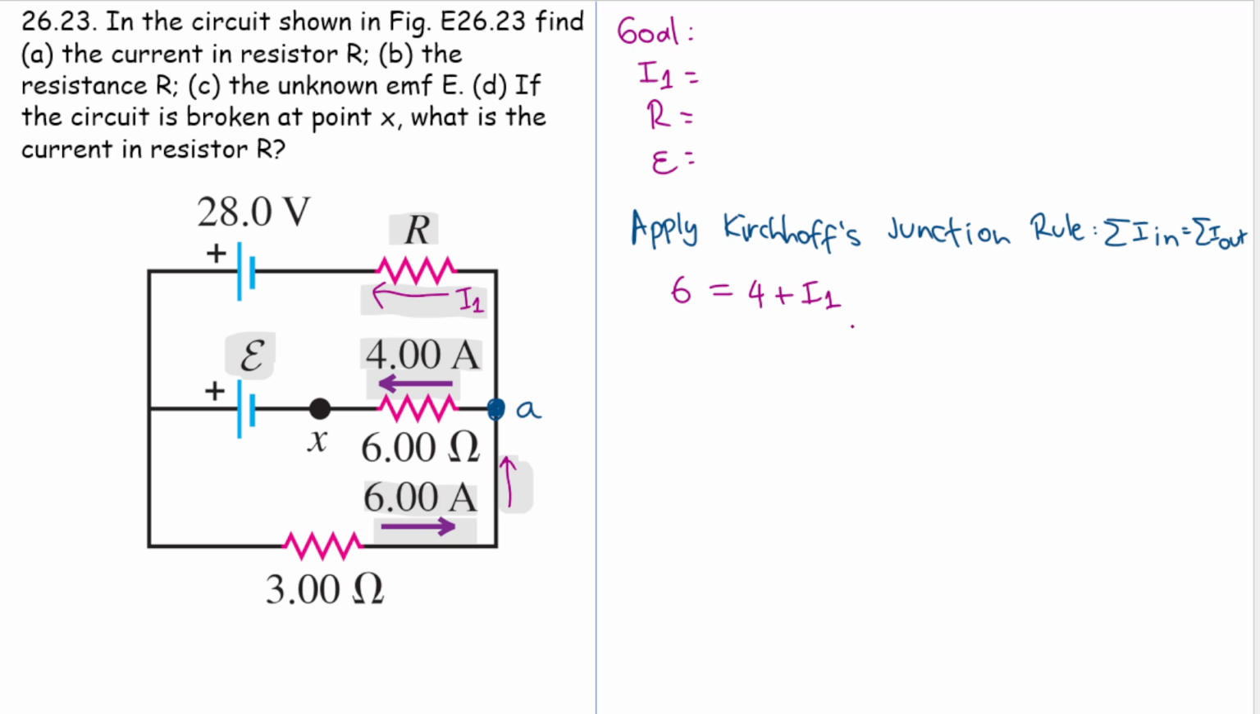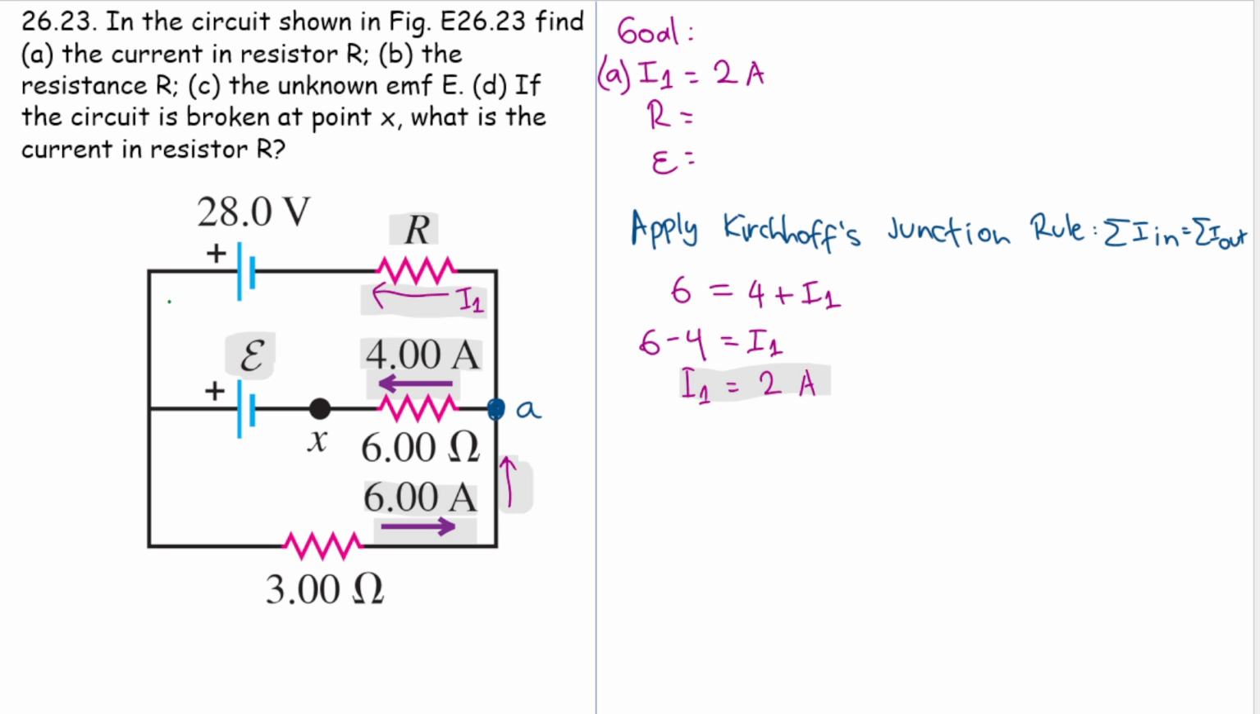Now we can subtract 4 from both sides. So I have 6 minus 4 equals 4 minus 4, which is 0, plus I1. So I1 is equal to 2 amperes. That is our first goal achieved, and that is the answer to question A. Now what can we do next? We need to do questions B and C, and for that we need to use the loop rule.